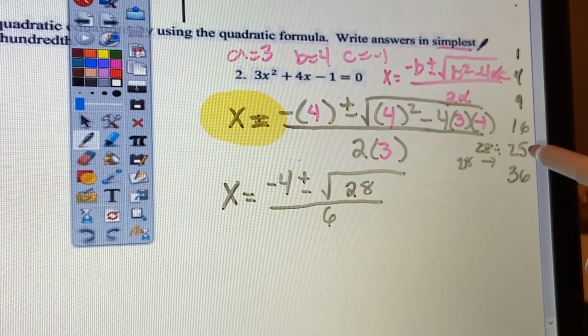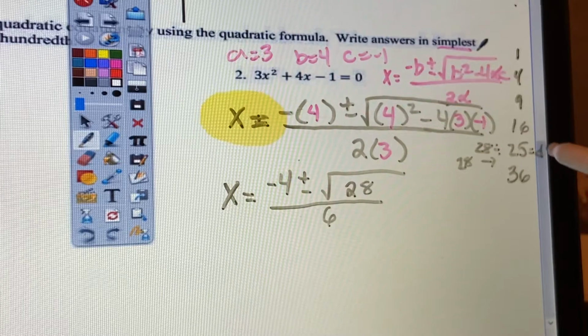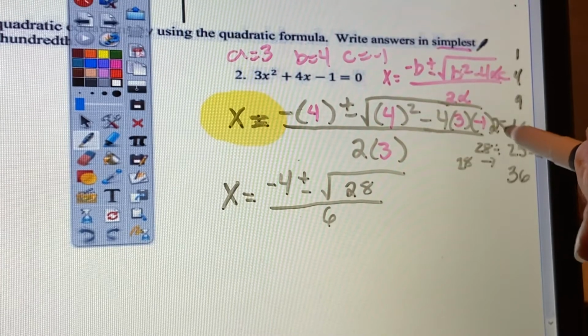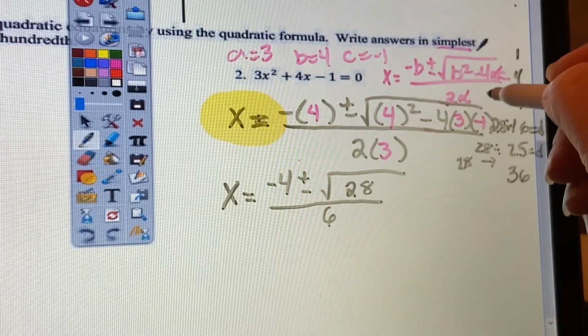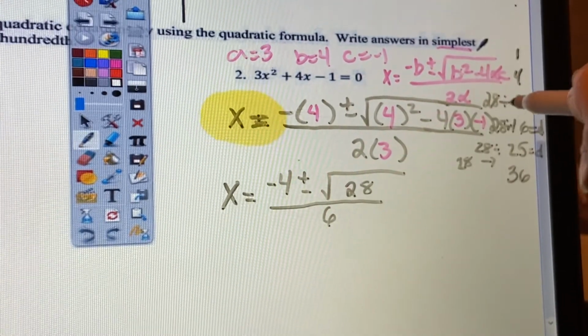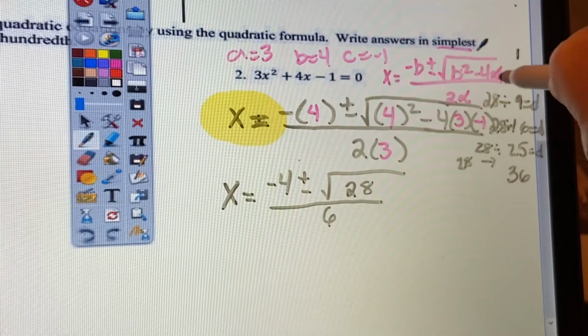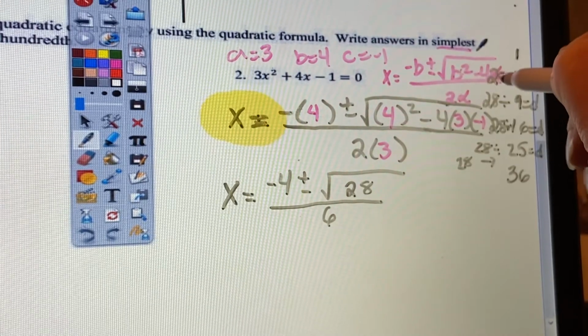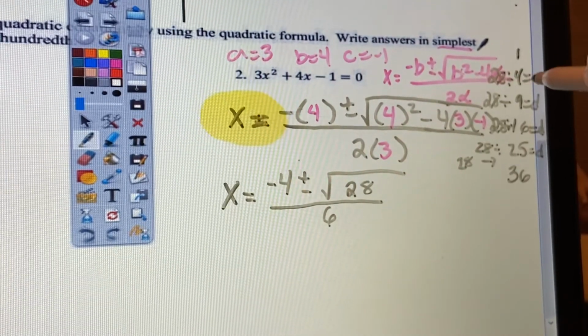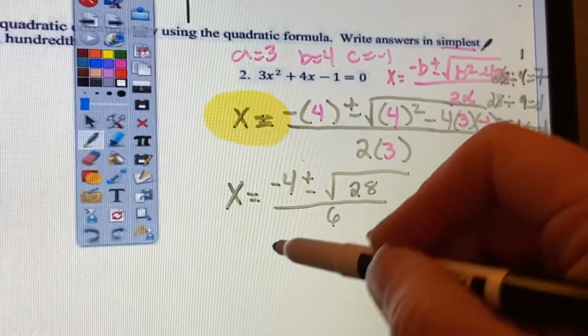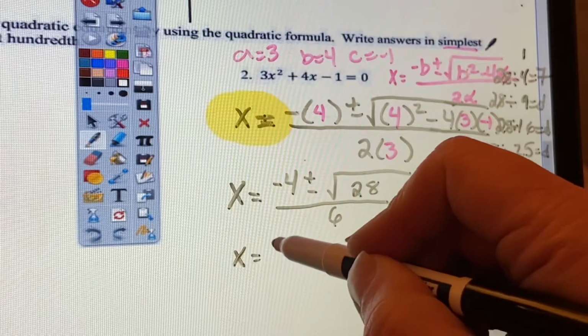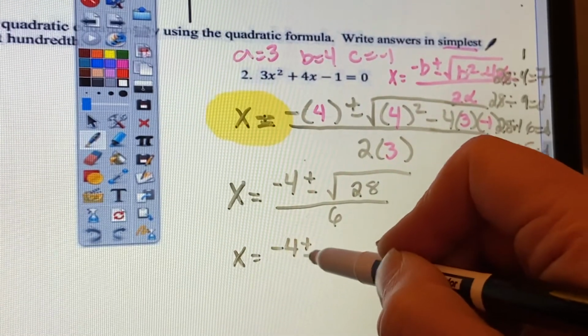That's a decimal. Don't like it. 28 divided by 16. Decimal. Not good enough for us. 28 divided by 9. Decimal. Not good. And 28 divided by 4. Oh, winner, winner. We got an integer. We got 7. So we're going to say x equals negative 4 plus minus.